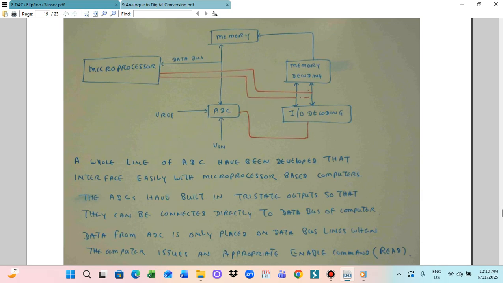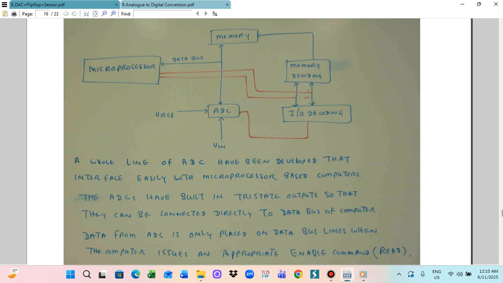The ADC has a built-in tri-state output. Tri-state output means that we can use the enable signal. Similar to the thyristor circuit, where we get the gate firing and then conduction, this is the enable. The gate firing circuit is similar to the enable command. So they can be connected directly to the data bus of the computer.